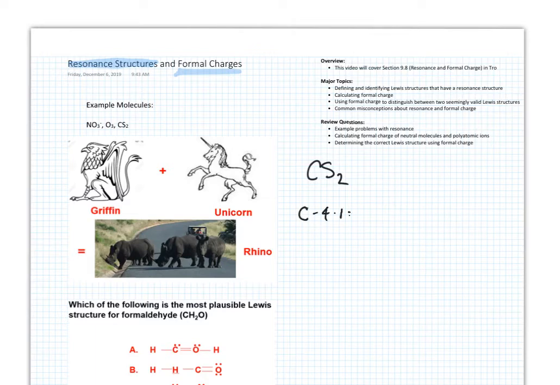4 times 1 is 4. Sulfur is 6 times 2 is 12. There are 16 total electrons. Central atom is carbon. Sulfurs are more electronegative. 2, 4, 6, 8, 10, 12, 14, 16. Count the octets. The sulfurs look good. The carbon does not look good. We're going to steal one of these lone pairs. We're going to steal another lone pair.